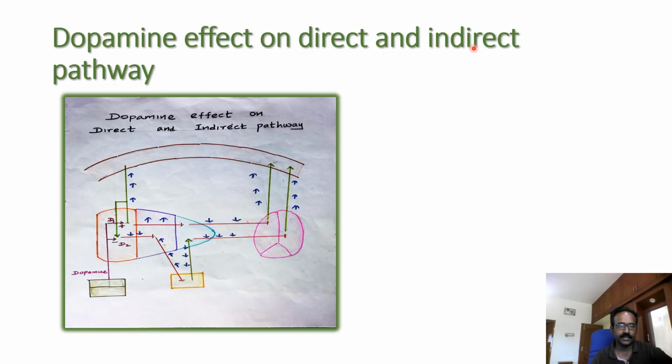Dopamine effect on the direct and indirect pathway. Nigrostriatal fibers release dopamine. The dopamine stimulates the direct pathway and inhibits the indirect pathway. Okay. This dopamine action on the striatum is balanced by the cholinergic neuron. The cholinergic neuron also secretes acetylcholine in this place. This maintains the movement of the body, with motor activities in a balanced condition. The dopamine and acetylcholine are balanced in this place.